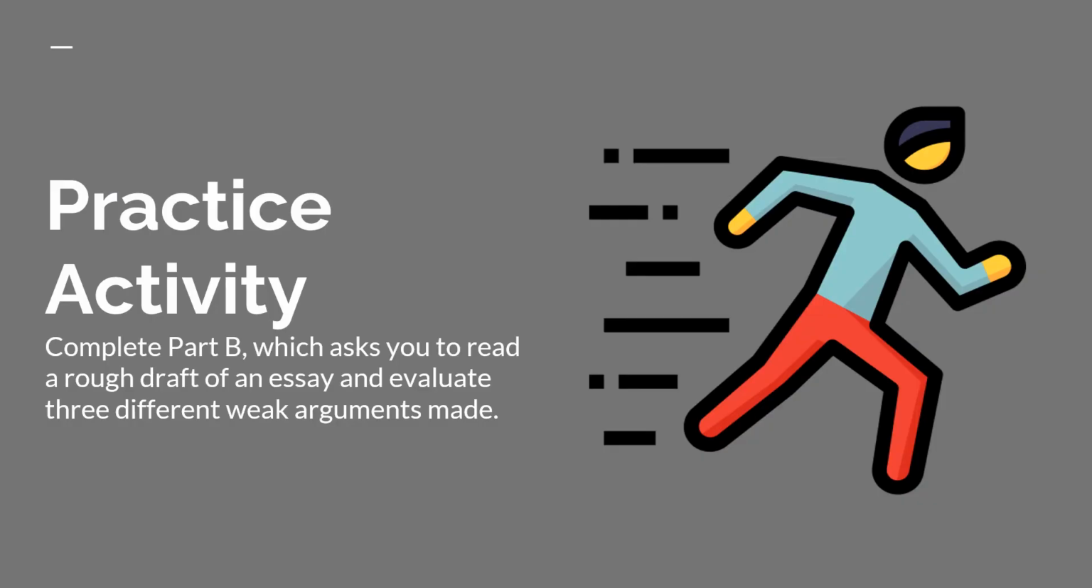Please pause the video at this time to complete Part B of the practice activity, which asks you to read a sample rough draft of an essay and evaluate 3 different weak arguments that the student writer makes. When you're finished with Part B, go ahead and unpause the video so we can go over some sample weak arguments.